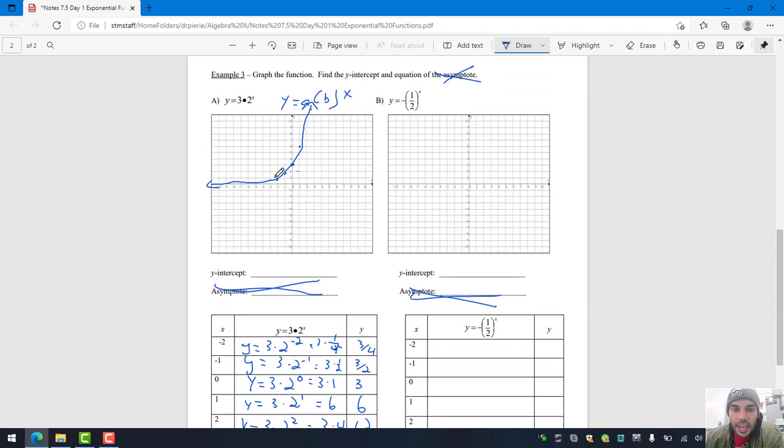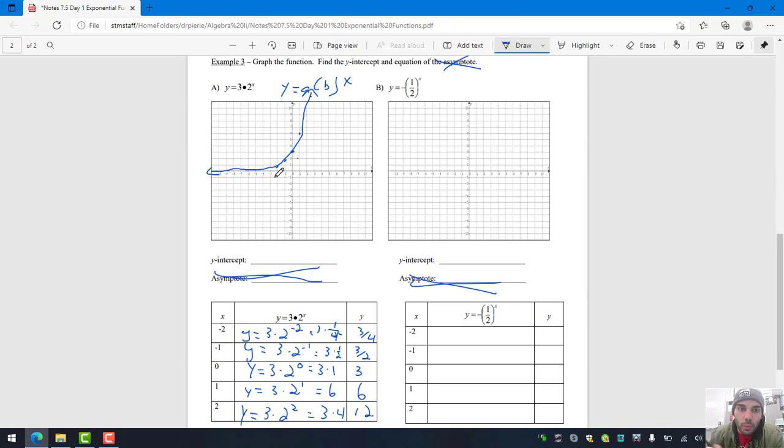Okay. It's asking what the y-intercept is. What is the point in which this graph crosses the y-axis? We can look straight up and down here, and it's that point right here. What is the number at which I cross my y-axis? It looks like it is equal to 3. When I plug in 0, I get back 3.